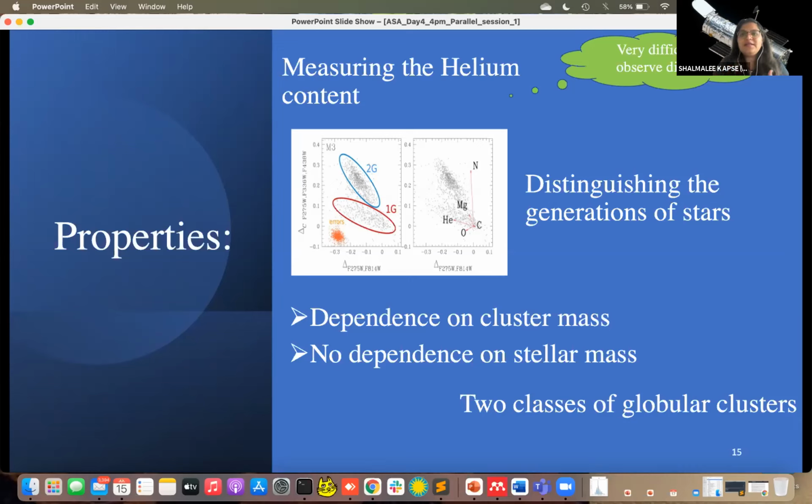The general understanding now is that the multiple stellar populations occur in clusters which are around or more than 1.5 × 10^5 solar masses. So that is now very clear. And another property that we can understand by studying the multiple stellar populations in young clusters is that we can then understand more about the two classes of globular clusters, which are type 1 globular clusters and type 2 globular clusters.